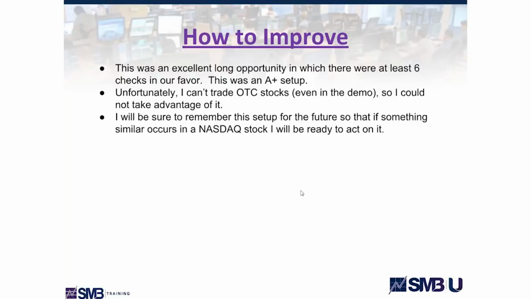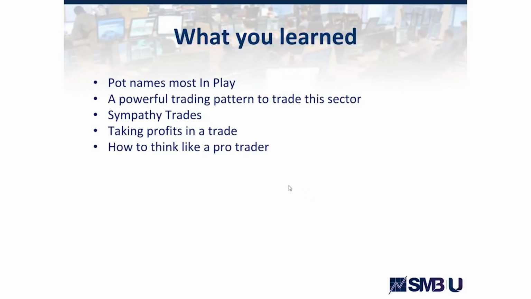All right, always good to go over how you can improve in a particular trade. What you've learned. You learned the pot names that are most in play that we're watching on our desk. You're learning a powerful trading pattern to trade this sector, that wedge pattern holding above VWAP after it has a strong opening drive. We talked about, and you learned, sympathy trades. We learned how to take profits in a trade.